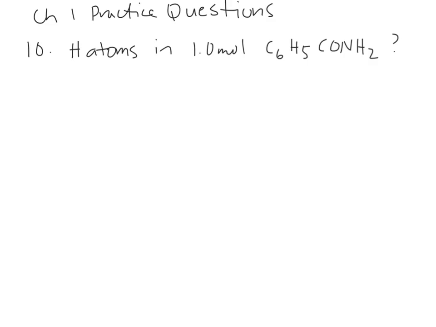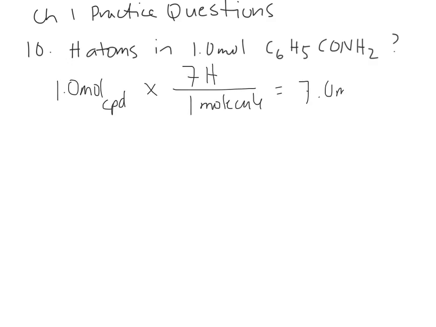C6H5CONH2. So first thing I would do is count up the total atoms in the compound, and I see that if I have 1 mole of the compound, I'm just going to write CPD instead of that whole name, I see that there's 7 hydrogen per 1 molecule of the compound. So we're really talking about 7 moles of hydrogen atoms.